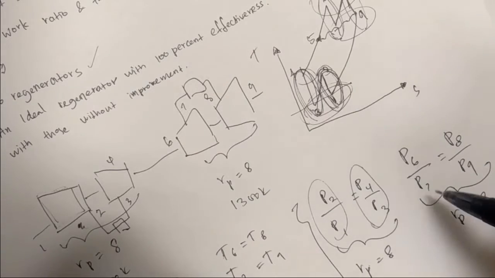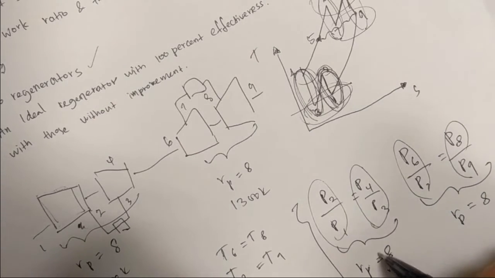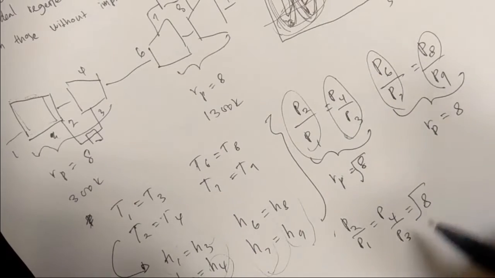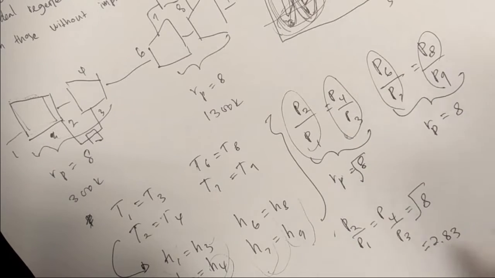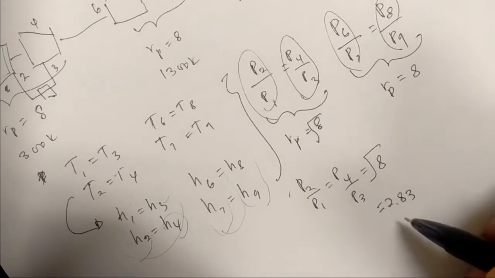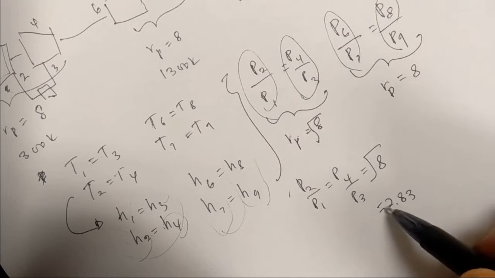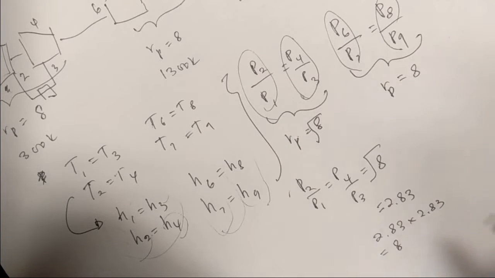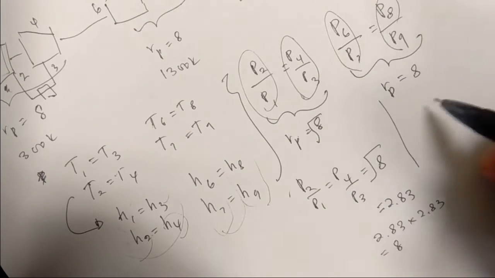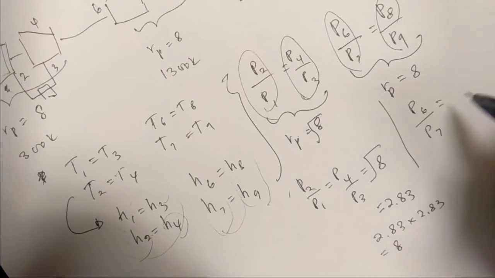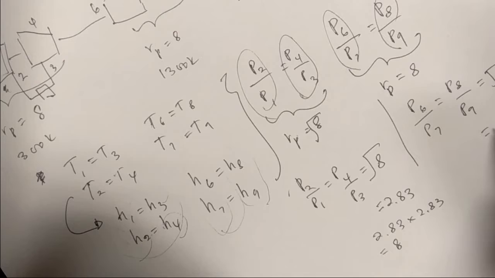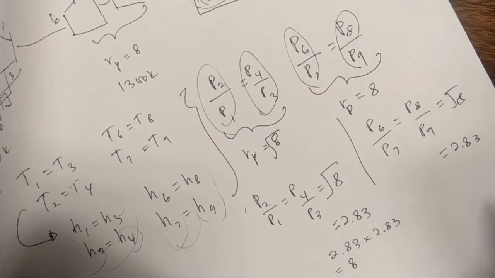So to get each of the pressure ratios you need to take the square root. Which means that P2 over P1 is equal to P4 over P3 is equal to square root of 8 is equal to 2.83. If there are two compressors, when you multiply, it is equal to 8. Same for this one, P6 over P7 is equal to P8 over P9 is equal to square root of 8, which is equal to 2.83.